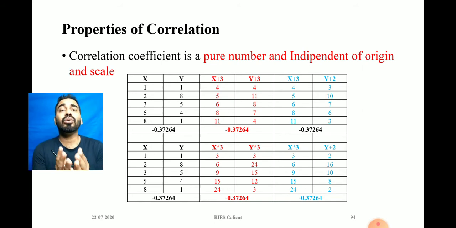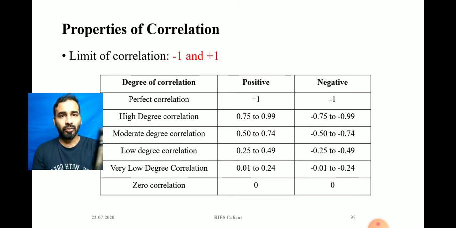What is that? If you multiply a constant number to x and y both, x into 3, y into 3, the correlation is the same. Then you multiply 3 to x and 2 to y, still your result won't change. This is what we call the correlation is independent of the origin and independent of the scale, and it is a pure number.